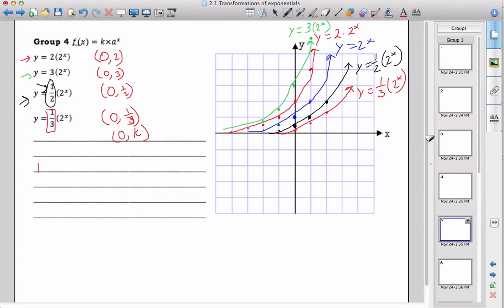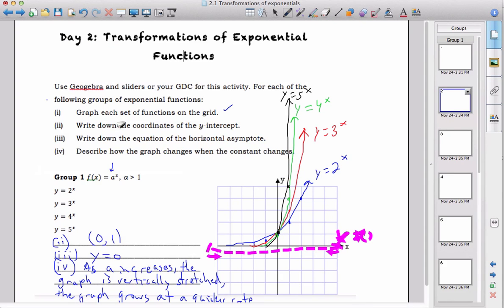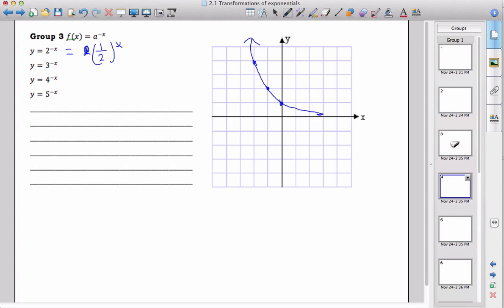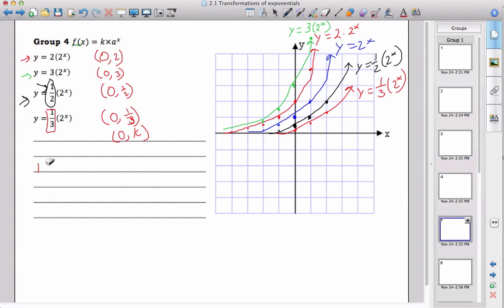And I think, what was the other question that we have to answer? Write down the equation of the horizontal asymptote. Well, that always stayed the same. The horizontal asymptote is still the x-axis. That's y equals 0.